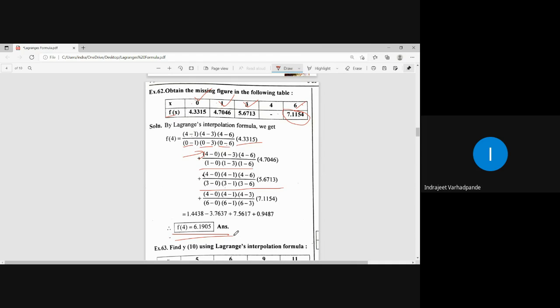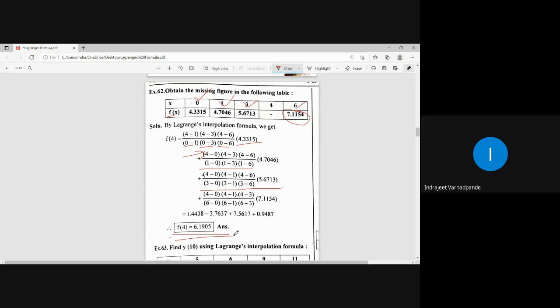Coincidentally, in all the three problems, we were asked to find out the value at x equal to 4, but it is not always, right? Any of the value which lies within the range is nothing but the interpolation. So you may be asked to find out any of the value which lies in the given range.